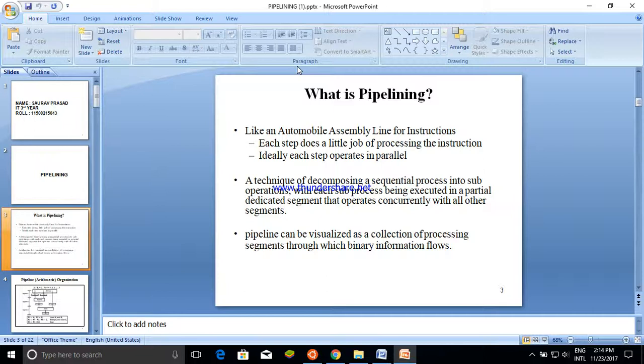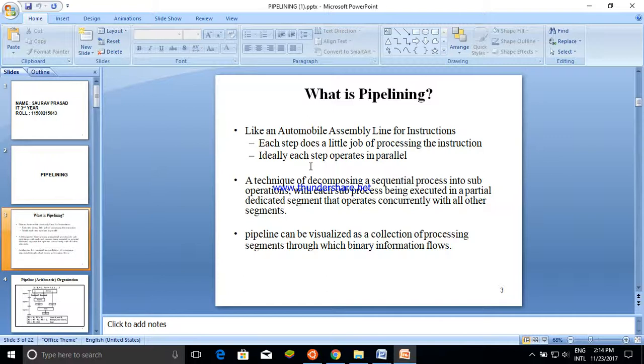Now what is pipelining? In this slide I have shown an automobile assembly line for instructions, where each step does a little job of processing the instruction. Ideally each step operates in parallel. I've given an example in computer architecture language: suppose you have been given a process and you have to compute it. The machine divides each process into sub processes, executed in a partial dedicated segment that operates concurrently with all other segments. This is pipelining.